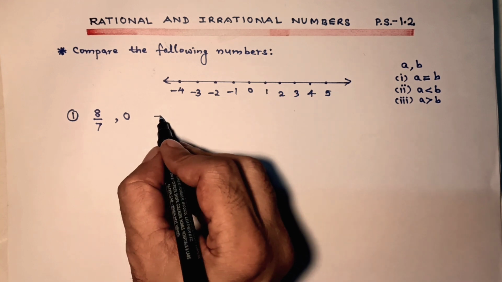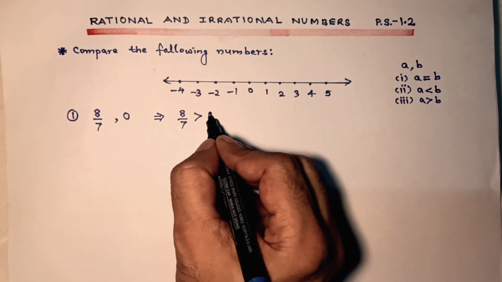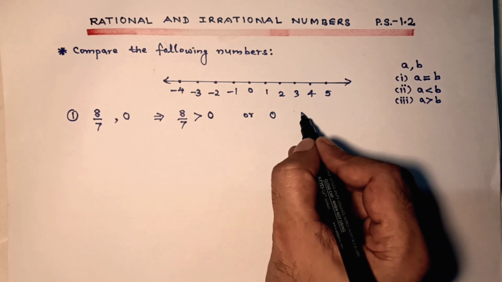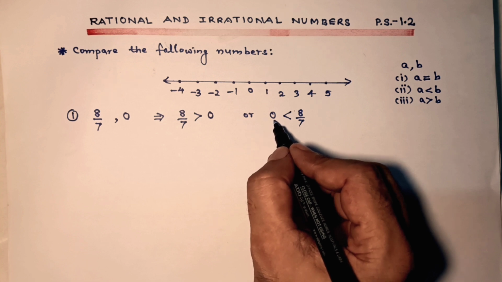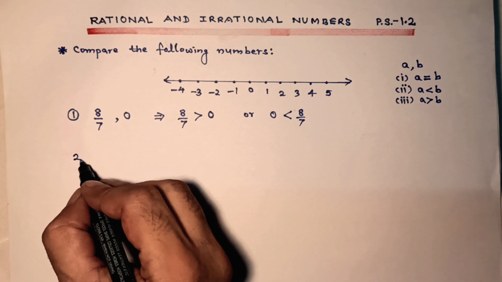So your answer will be 8/7 is greater than 0. You can write this way also, 0 this side and 8/7 this side: 0 is less than 8/7. Let's go to the second question.